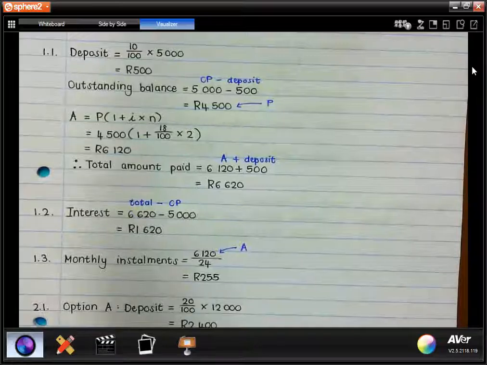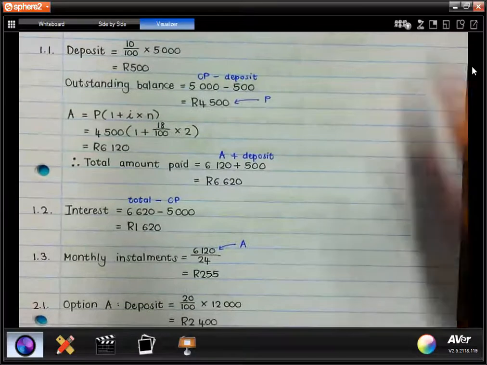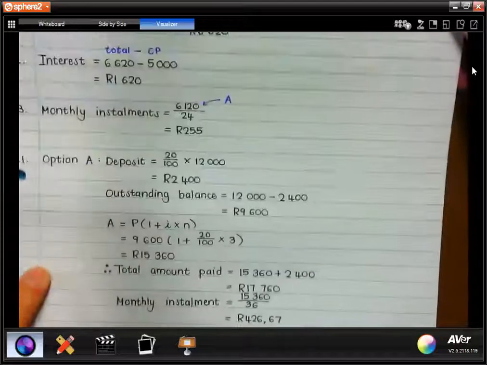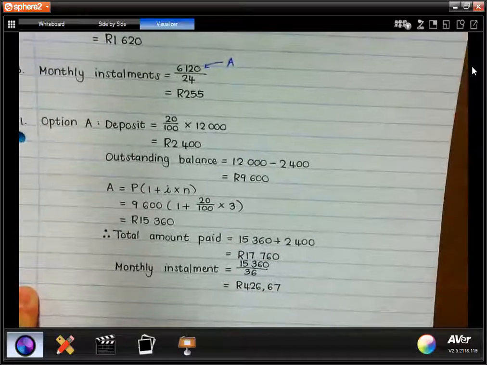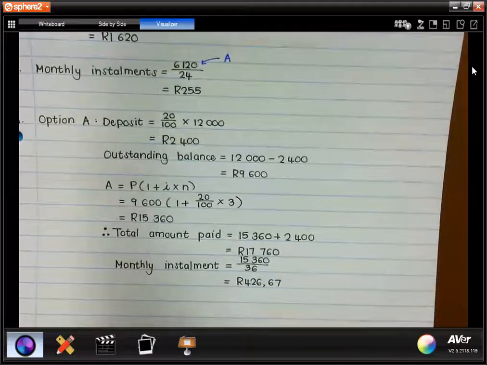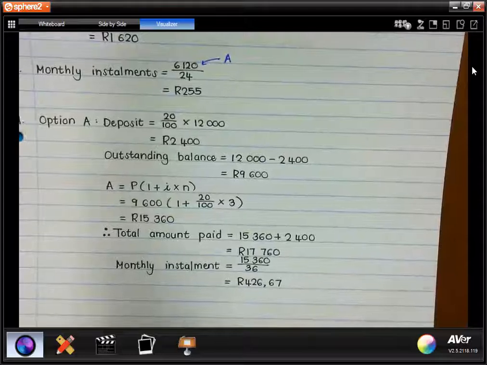Okay, number 2 was a bit of a different type of question because they gave you 2 options, option A and option B. They asked you to calculate the total amount paid, which again is this whole thing, and then the monthly installment, which is this calculation, for option A and option B. And then in the end, they asked you which one you would choose. So I'm going to show you my working for option A. Option B is on the back of the page. So again, you must go through all of those steps for both of them.